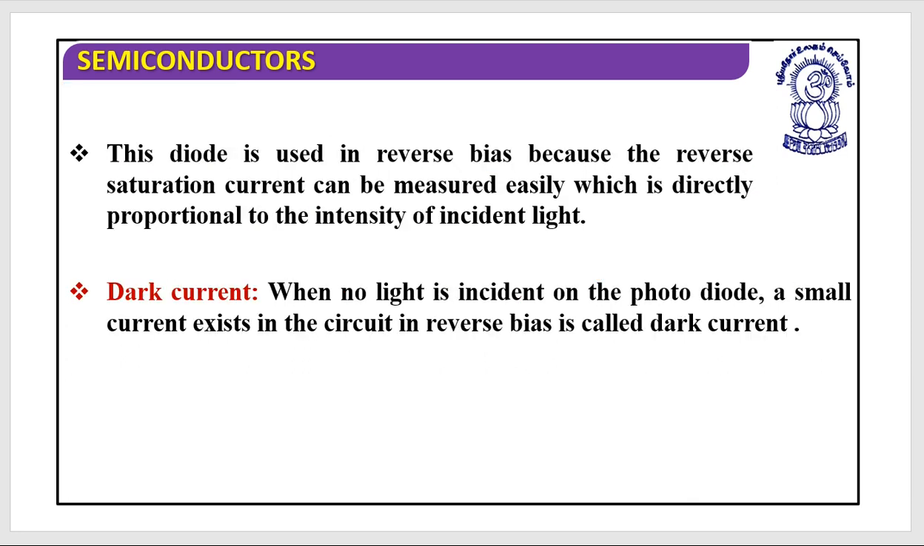So this diode is used in reverse bias because the reverse saturation current can be measured very easily, and it is directly proportional to the intensity of incident light. Dark current: when no light is incident on the photodiode, a small current still exists in the circuit in reverse bias. That is what we call the dark current. I hope this is clear. Is it? Great.